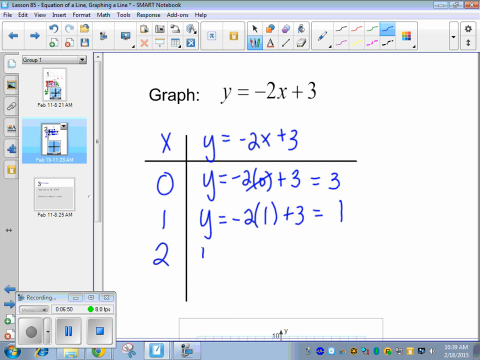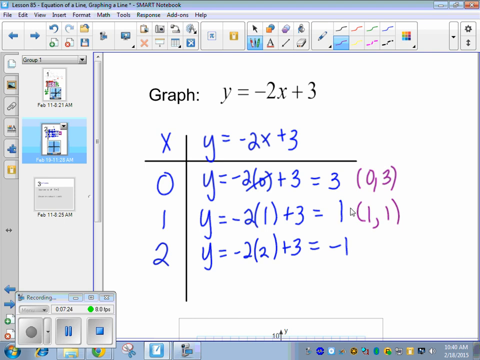Okay. Now let's plug in 2. Y equals negative 2. Substitute in the 2 plus 3. So Maddie, what's negative 2 times 2? And what's negative 4 plus 3? Good. Now we need to write these as coordinate points. So the first one would be 0, 3. And Harrison, what would the next point be? 1, 1. We plugged in 1 and we got 1.